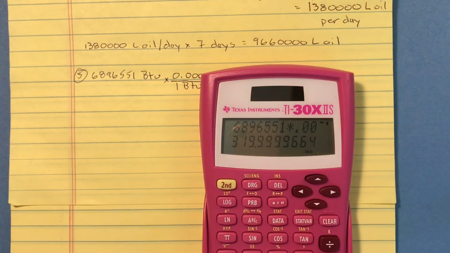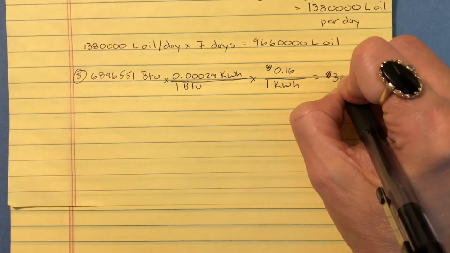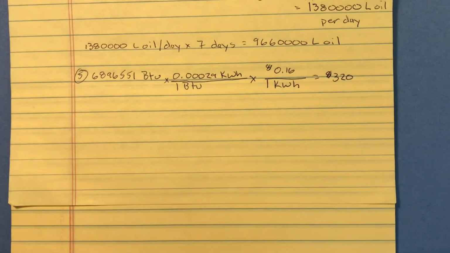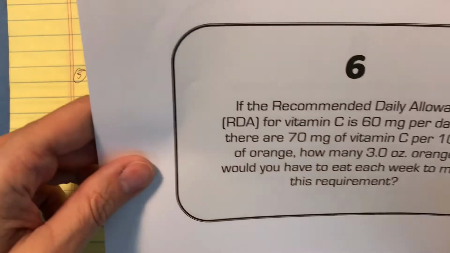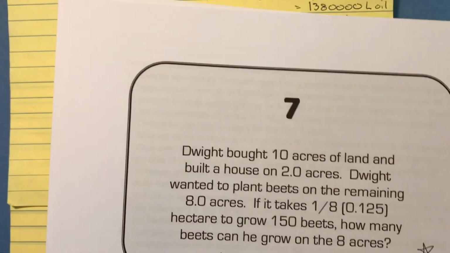This is one of those times when you're going to round up. So your answer is $320. Bang, not hard. Okay, so 6 is another one of those. It's a little bit more complex. We'll save that for another time. So let's go ahead and talk about 7.